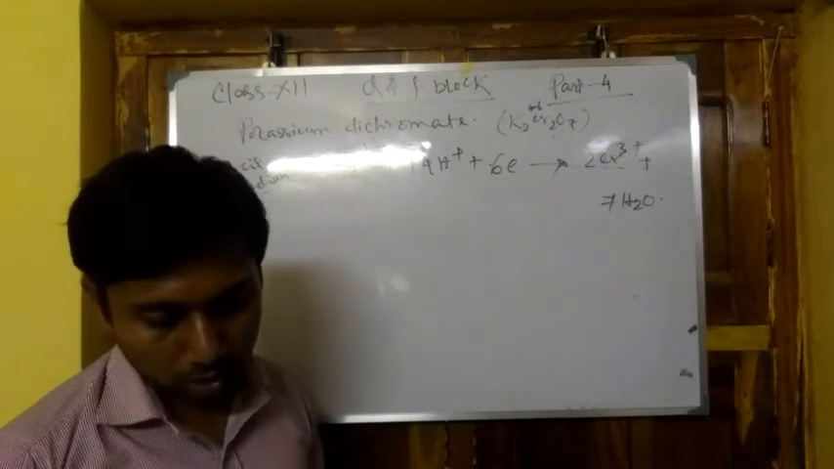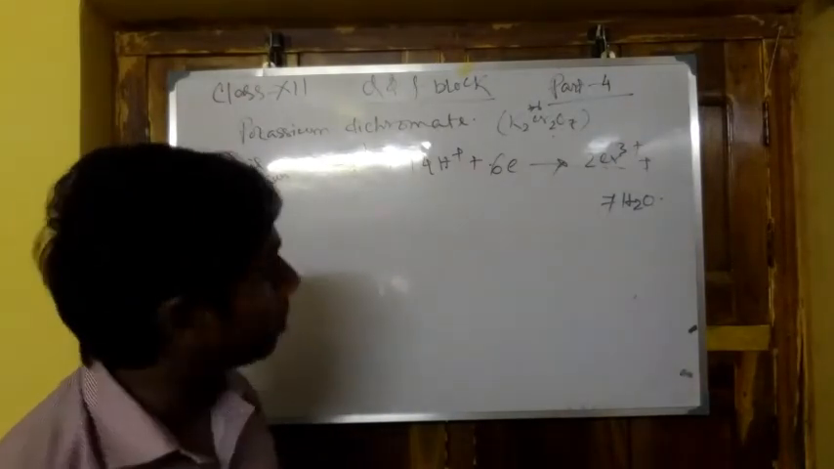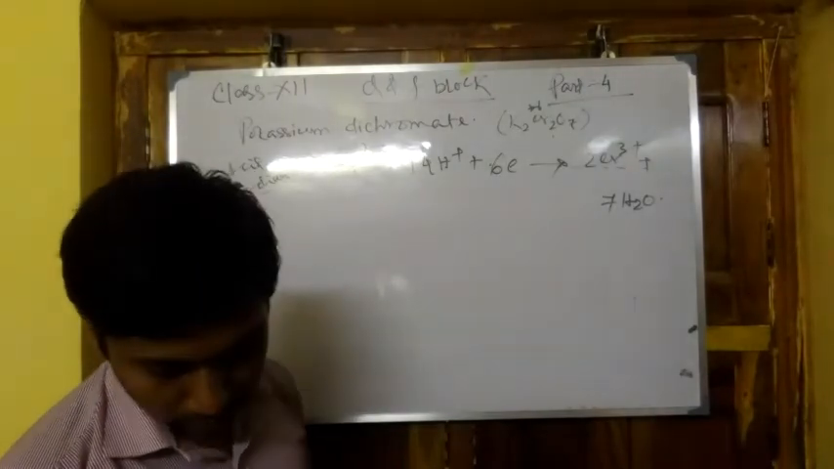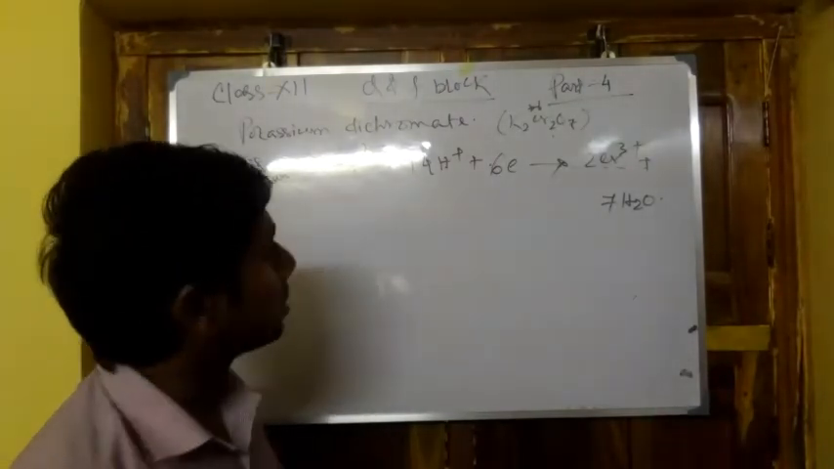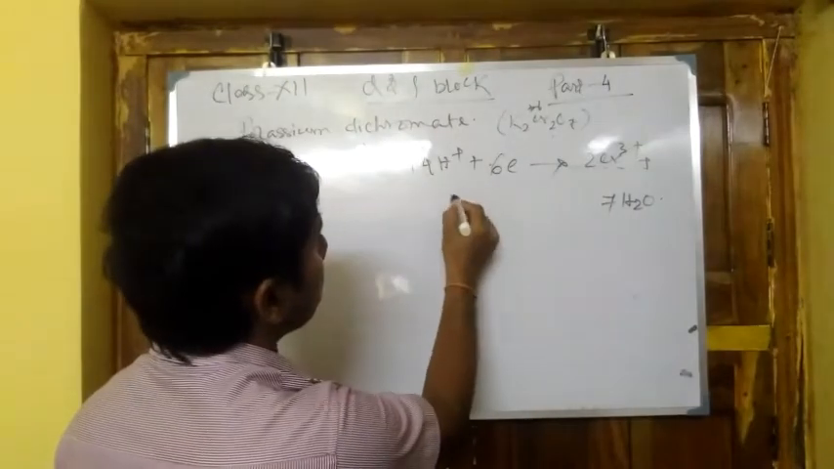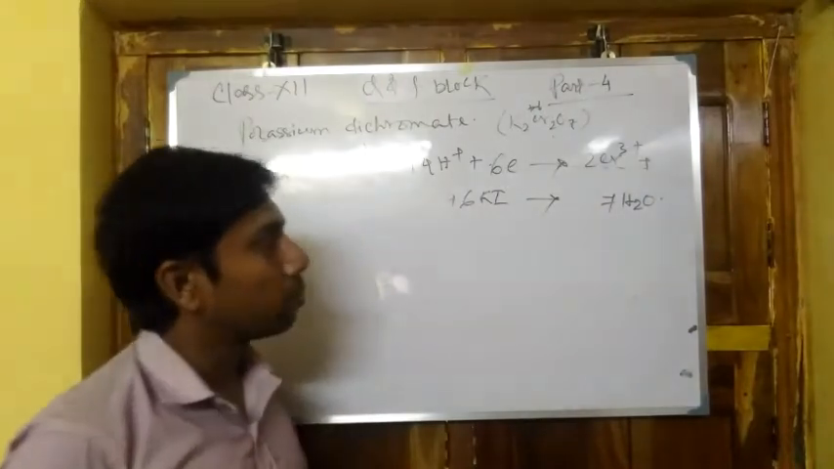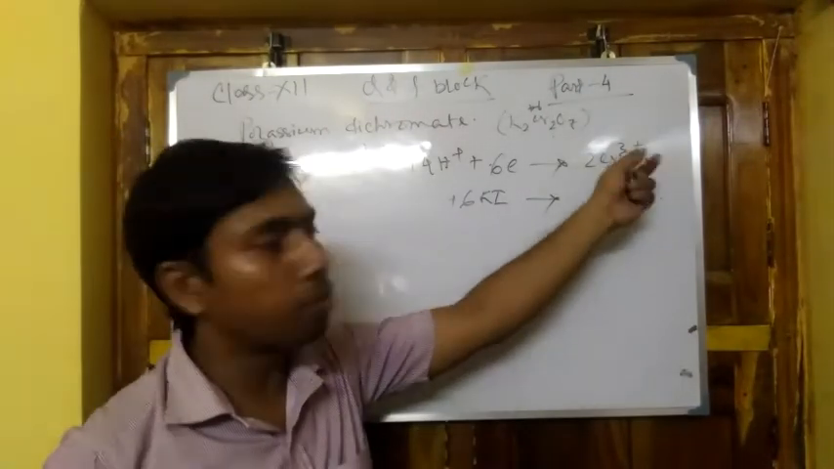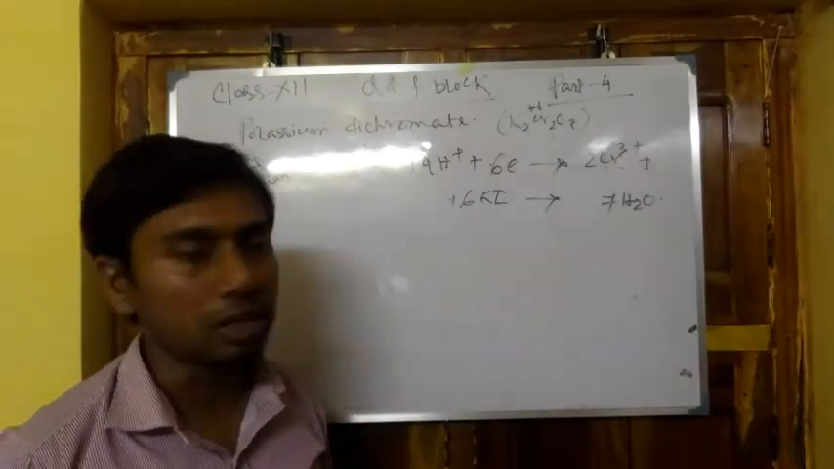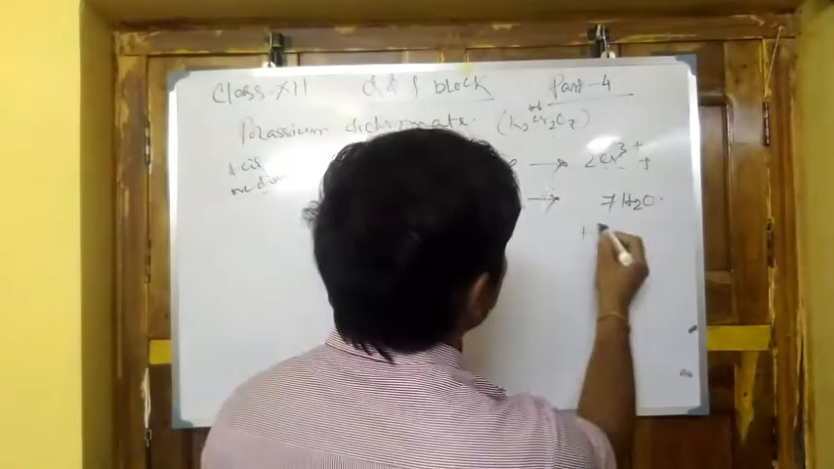Just follow that, iodide to iodine. So dichromate plus H2SO4 plus 6e minus, where the 6 electrons will be supplied by 6KI, and the final products are Cr3 plus, that is Cr2(SO4)3, plus 7H2O plus 3I2.